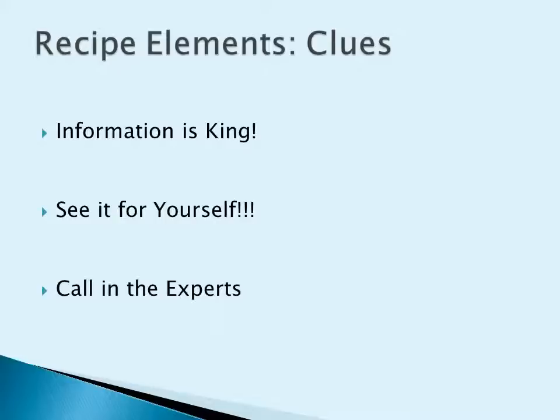It's important to remember that information is king. What information do we have? Well, we have the recipe, with its list of ingredients and directions. Is there any information we don't have? Well, we need to scan the recipe to see if any part of it doesn't immediately make sense. You want to see the process for yourself. This recipe was put together by professionals.